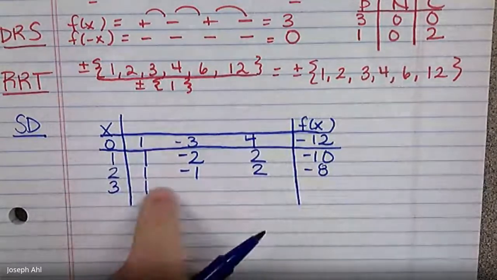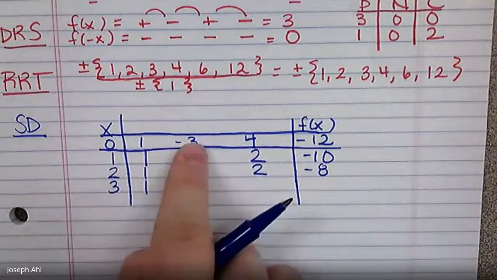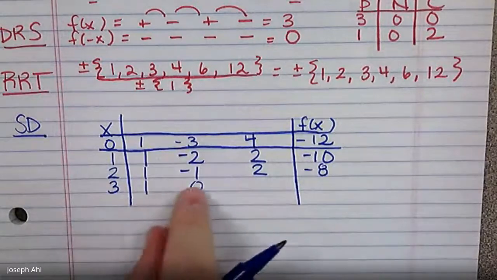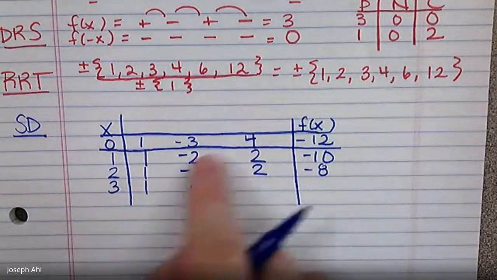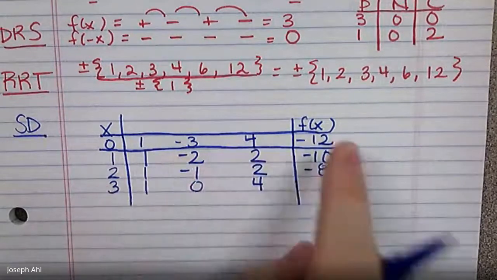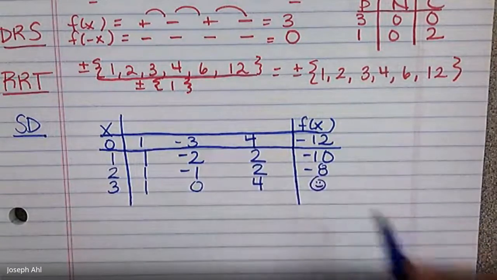Bring down the 1. 1 times 3 is 3. 3 plus -3 is 0. 0 times 3 is 0. And then 0 plus 4 is 4. Finally, 4 times 3 is 12, and 12 plus -12 is, in fact, 0.